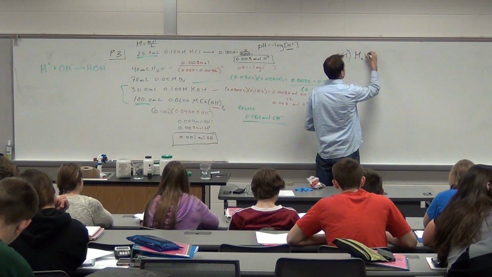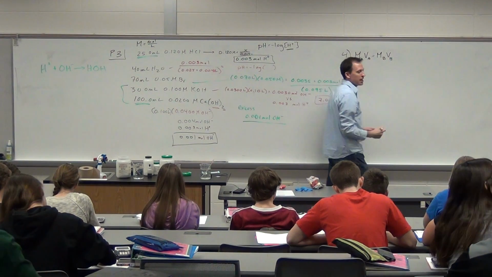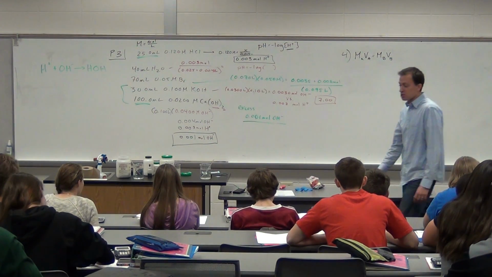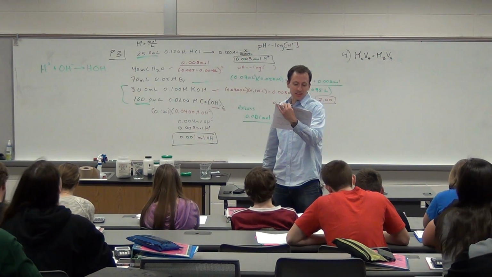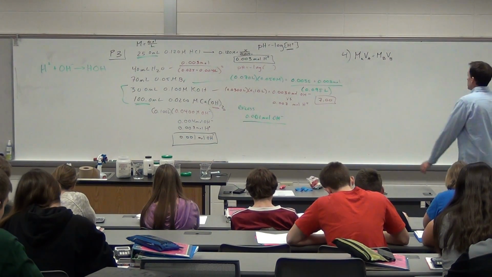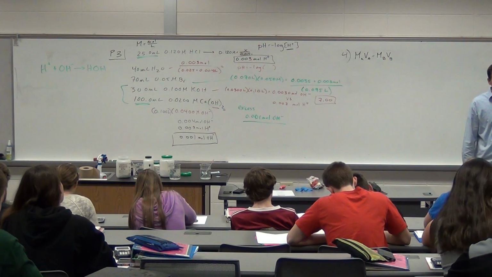We can call it MA VA equals MB VB. A's and B's are acids and bases. They will equal each other. When you're trying to neutralize, because it says how many milliliters are needed to neutralize, to neutralize means to be equal. So this is an old equation back in chapter 4, way back in the day.